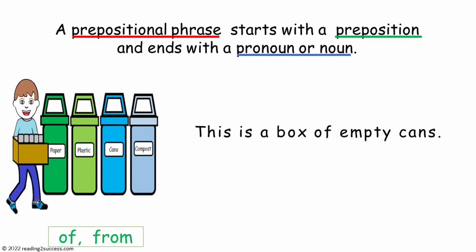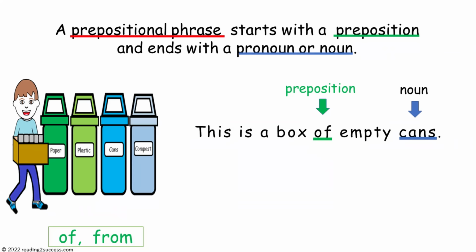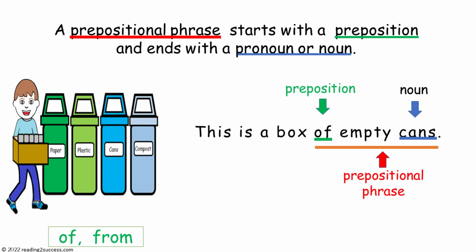Now with kids, review the two prepositions at the bottom, of and from. Then, with kids, read the sentence. This is a box of empty cans. Then ask them to underline the preposition in the sentence. And then have them underline the noun at the end of the sentence. And then have them underline the prepositional phrase, of empty cans.